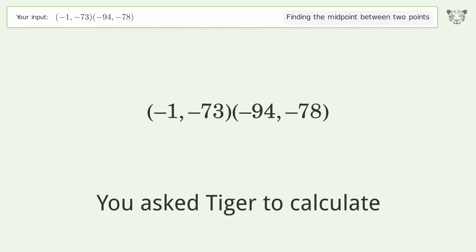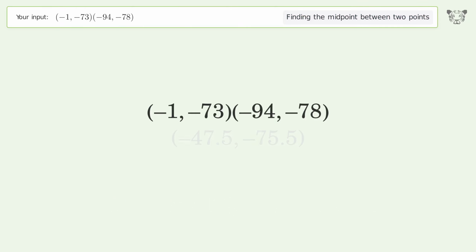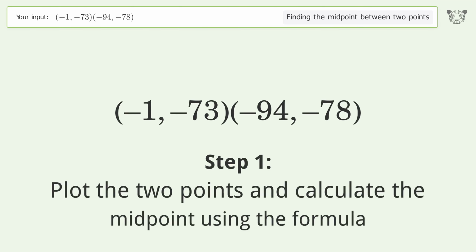You ask Tiger to calculate. This deals with finding the midpoint between 2 points. The midpoint between the 2 points is -47.5, -75.5. Let's solve it step by step. Plot the 2 points and calculate the midpoint using the formula.